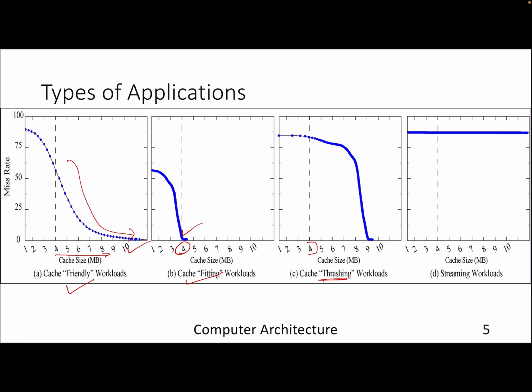Let's say your cache size is 4 MB, and even though you are increasing the cache size, the miss rate doesn't improve significantly. Suddenly, after a point, the miss rate goes down to almost 0, right? So that's kind of the working set of that particular workload. And finally, a streaming workload where no matter what you do, you will get misses because there is no reuse. So irrespective of cache size, the miss rate is a constant here.